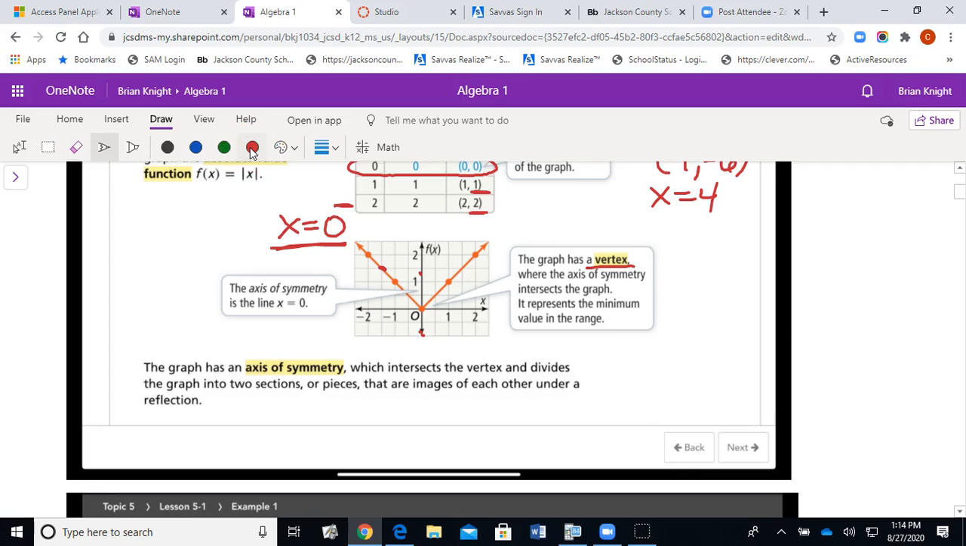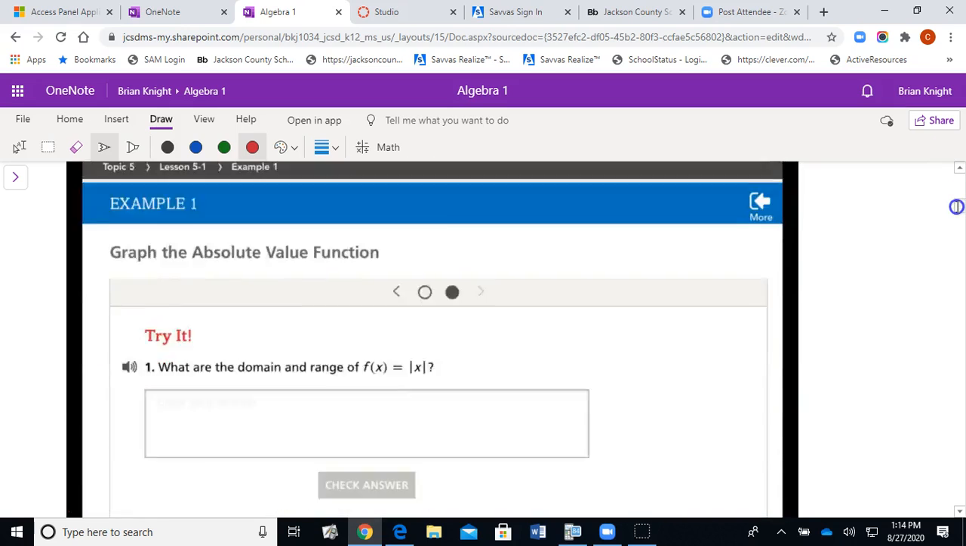Anything. It goes forever to the right. It goes forever to the left. So x is all what? All real numbers. Your domain is all real numbers. But what about your range? Does it go down forever? No. Does it go up forever? Yes. Where does it go down to? What's the lowest it can be? 0. So, what's your range?